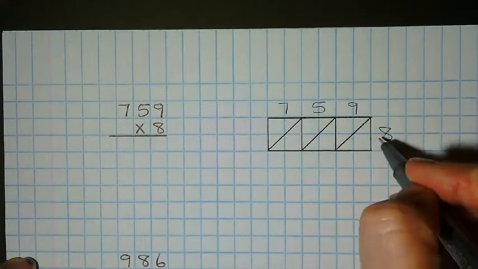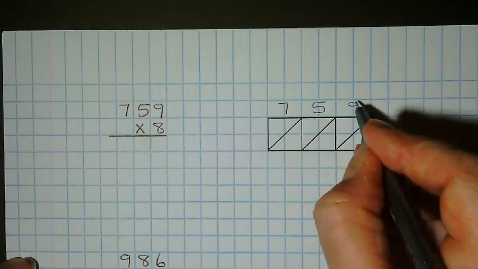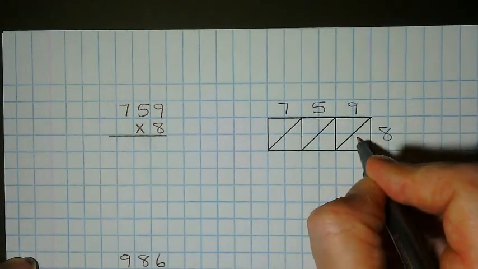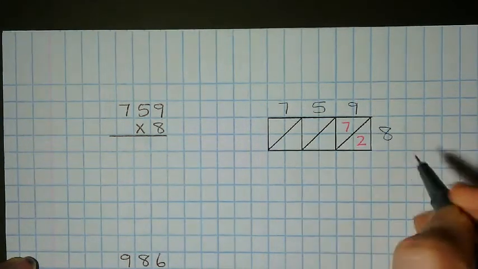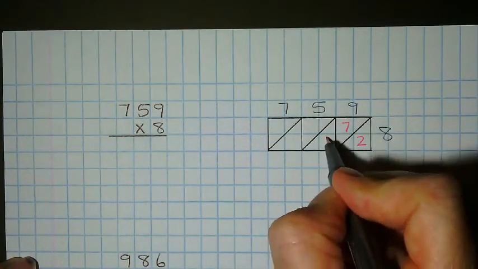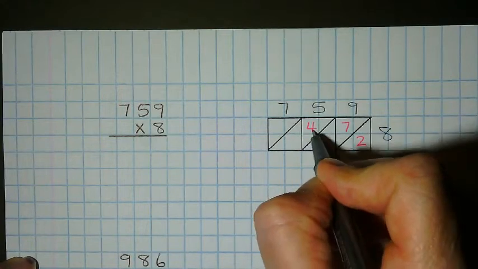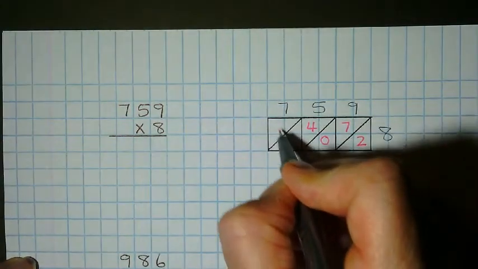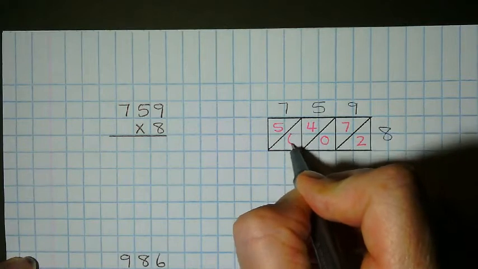Where the two numbers cross, we are going to write the answer. So 9 times 8 is going to be 72. 8 times 5 is going to be 40. And then 8 times 7 is going to be 56.